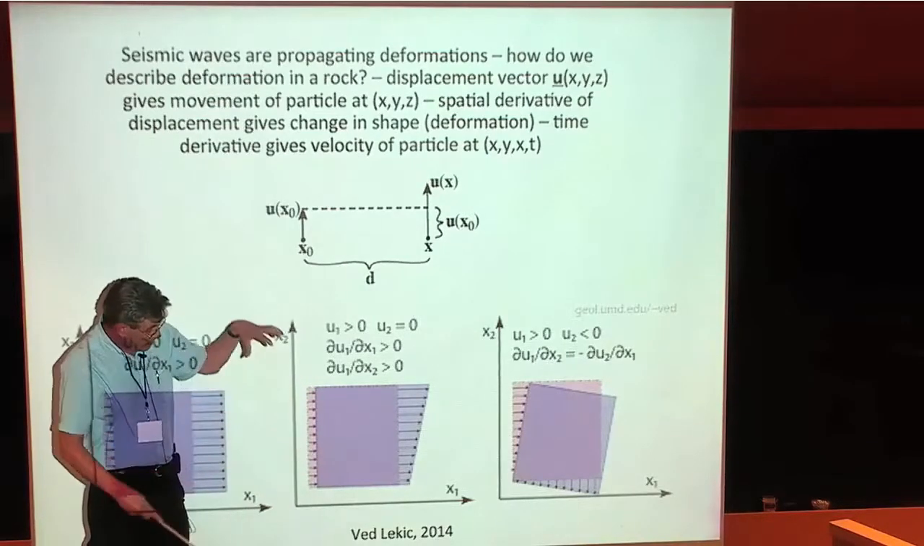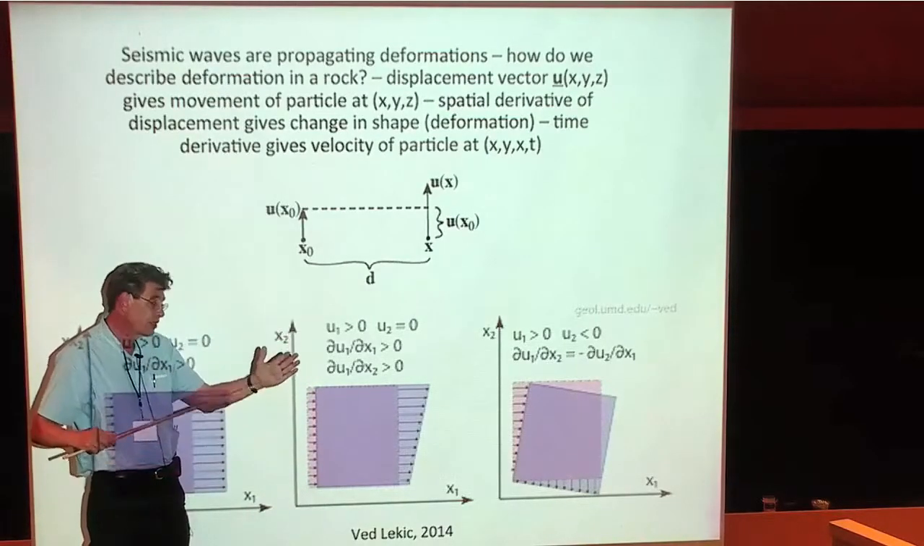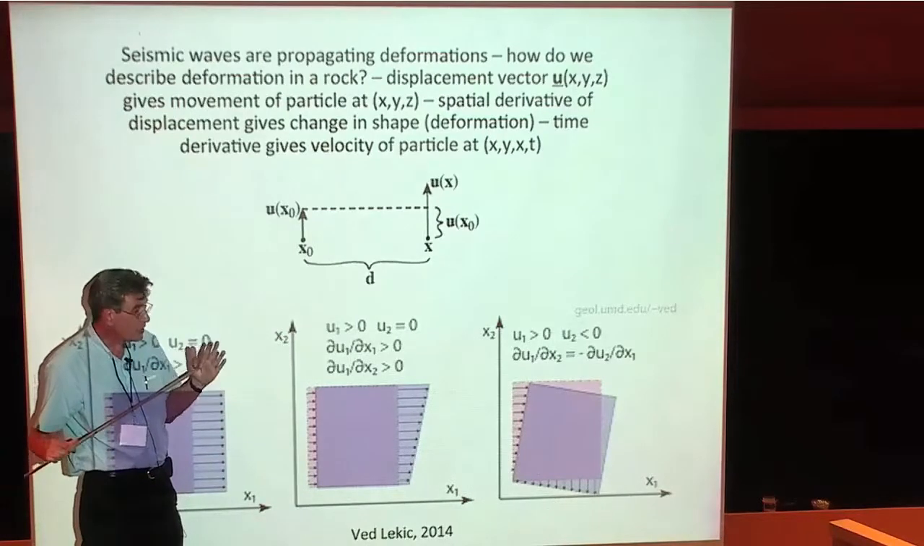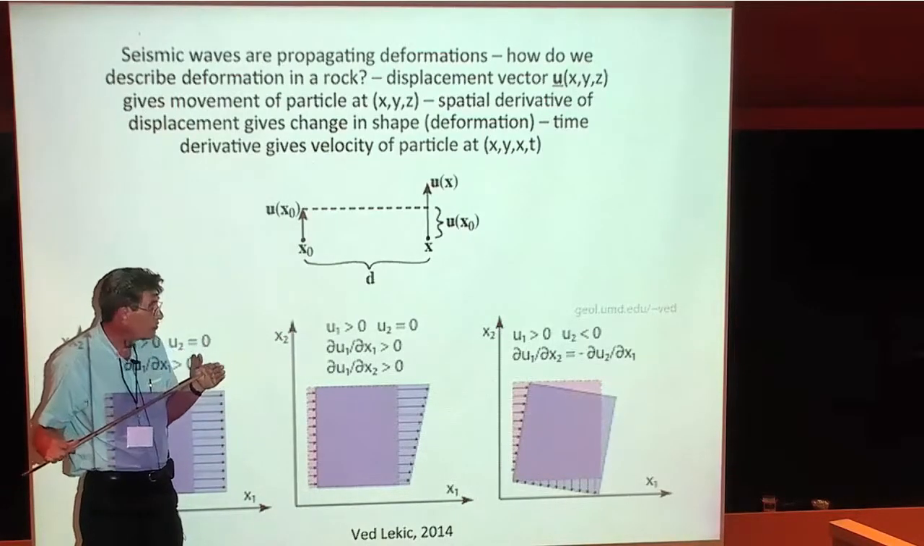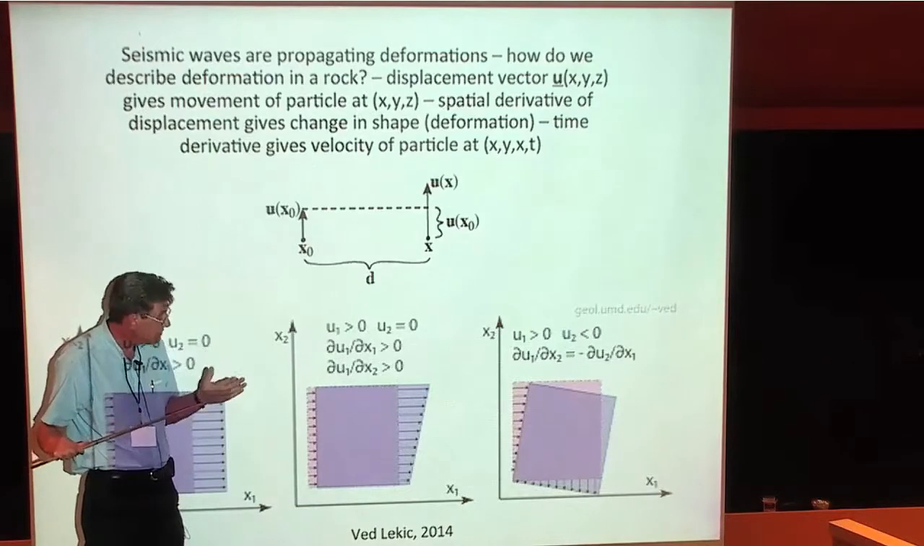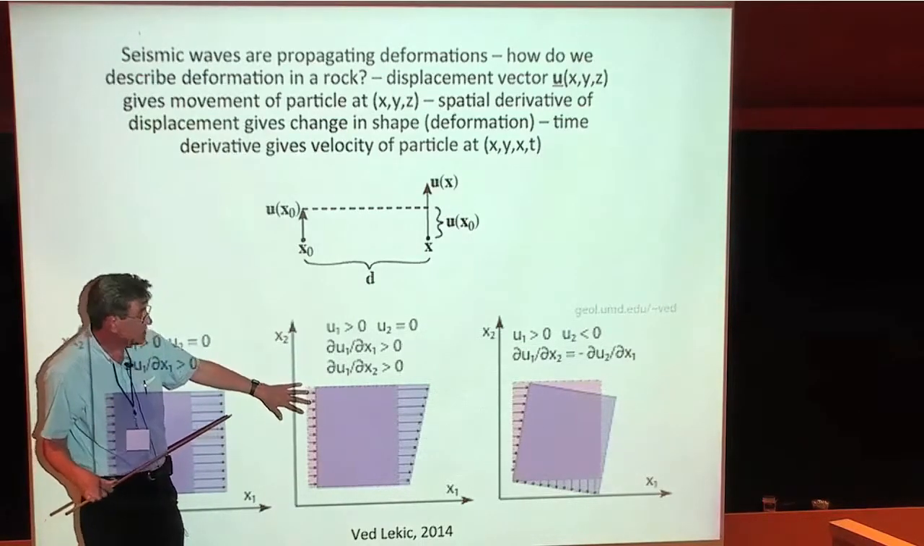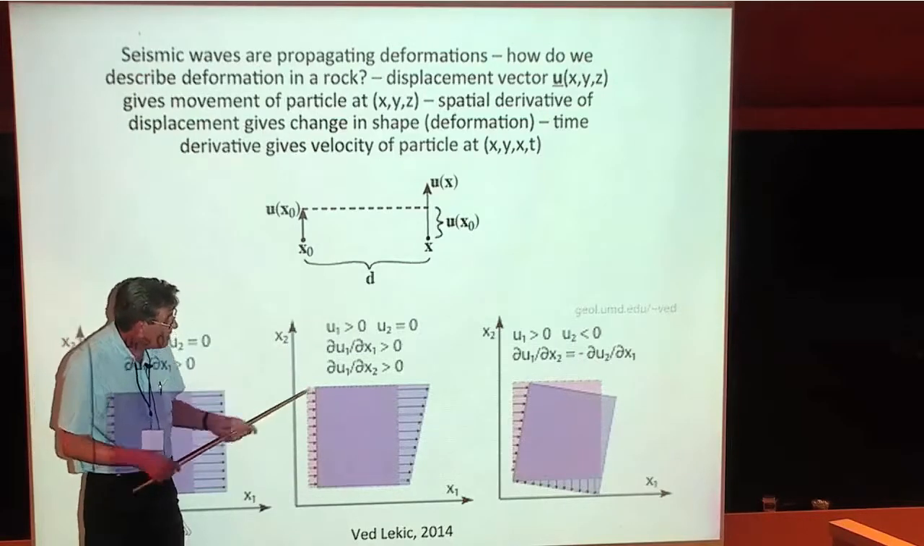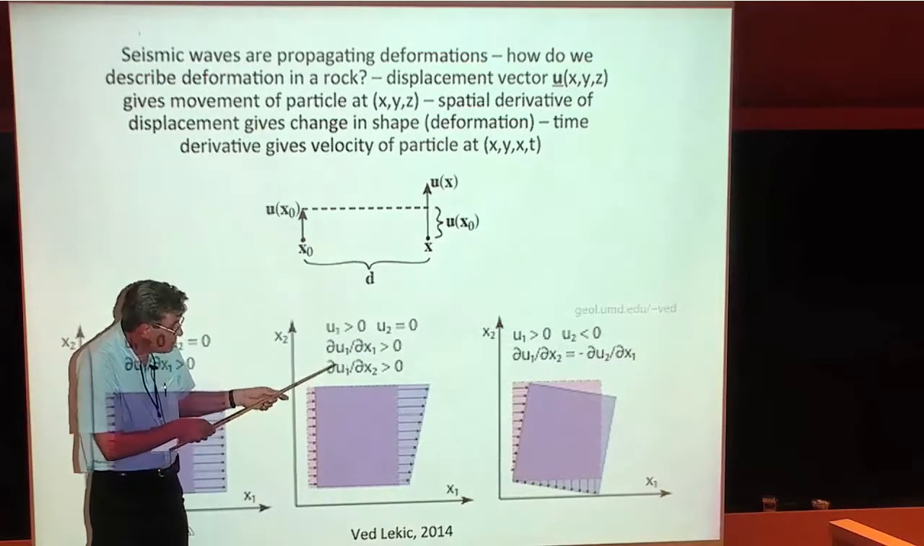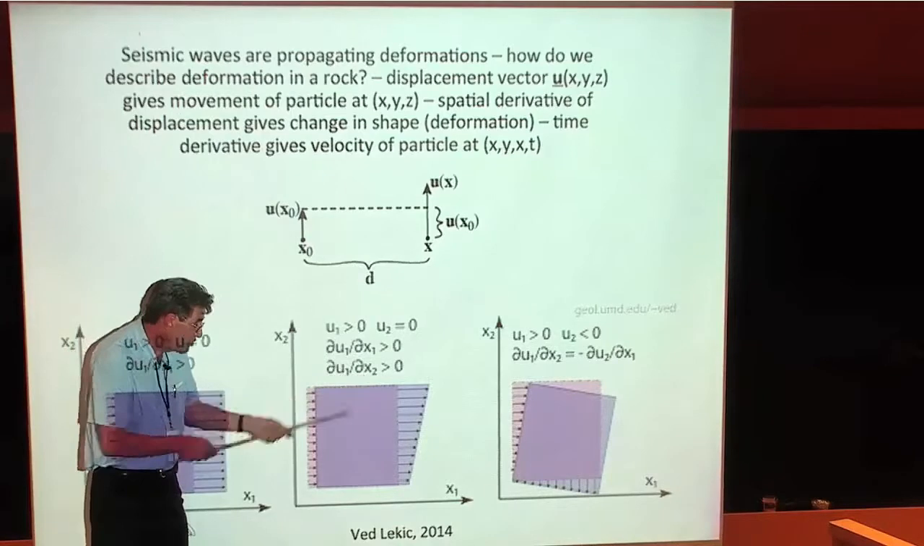The idea of changing an original right angle in the material to a difference in that angle between two perpendicular faces, if you want, we call shear strain. And you can see that it's related, hopefully, to a change in the displacement vector in one direction as you change your coordinate in a different direction.